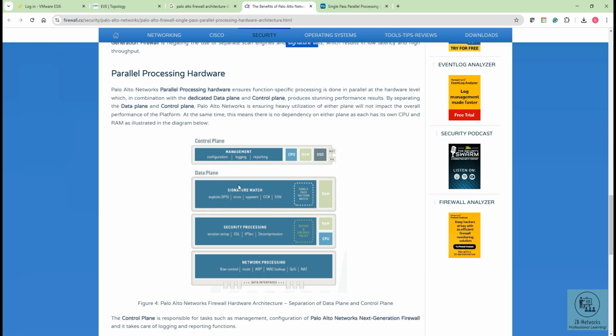As discussed, the parallel processing hardware is going to have a combination of dedicated data plane and control plane, which produce stunning performance results. By separating the data plane and the control plane, Palo Alto Networks is ensuring heavy utilization of either plane will not impact the overall performance of the platform, right? At the same time, this means there is no dependency on either plane, as each has its own CPU and RAM as shown in the diagram below, right?